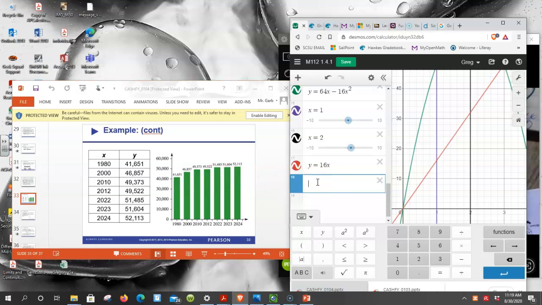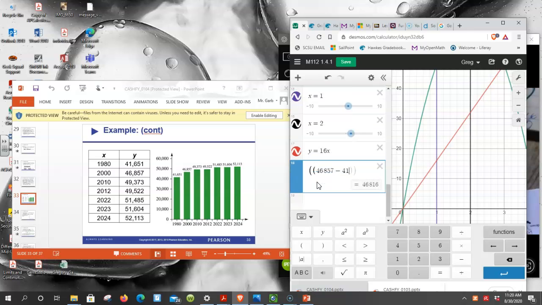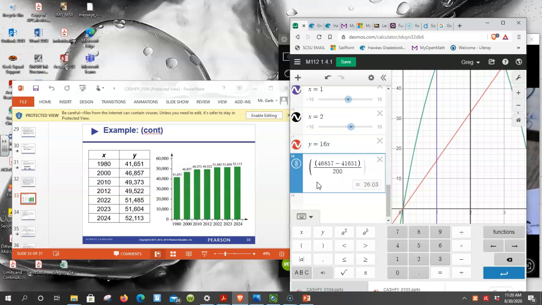Okay, so do y minus x. So we have 46,857 minus 41, so the change in vertical coordinates, which is right there, divided by the change in horizontal coordinates, which is 2,000 minus 1980. So it looks like it should be about 260.3. To check the units on this, let's see the units.